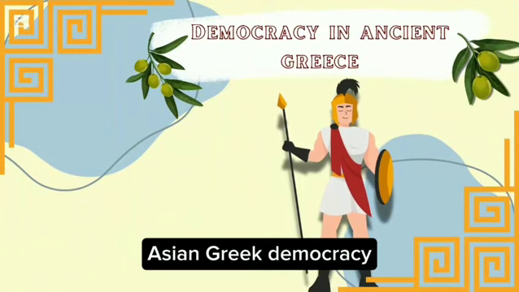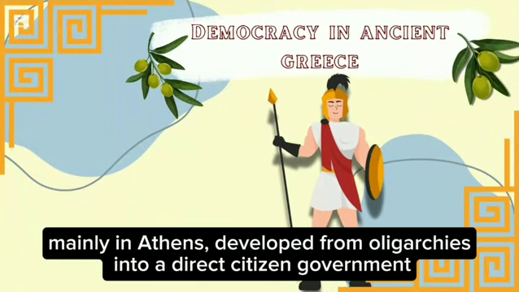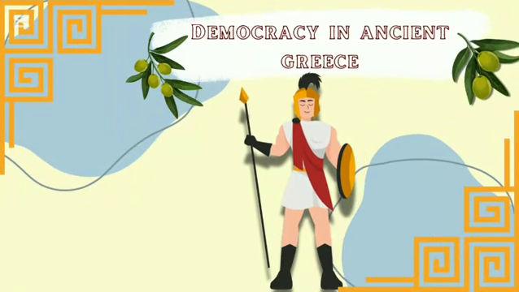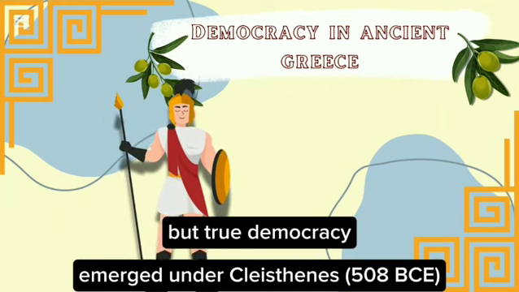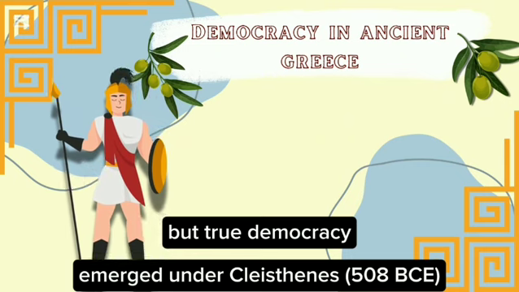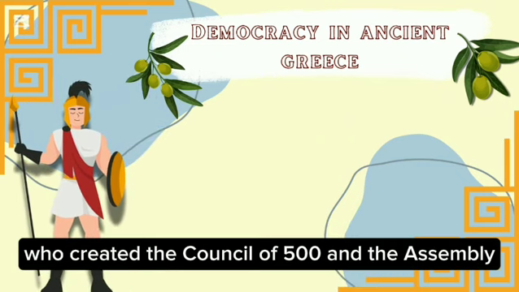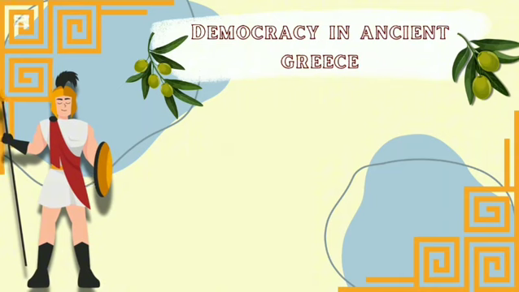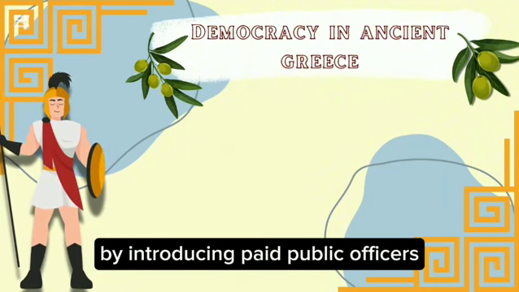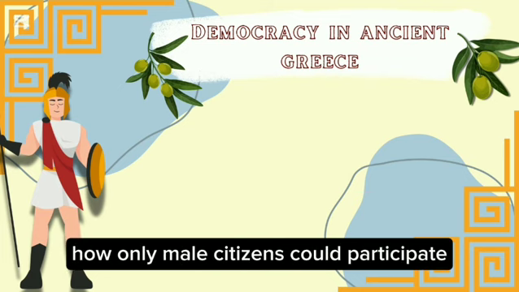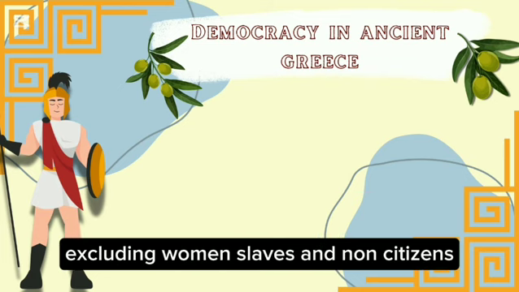Ancient Greek democracy, mainly in Athens, developed from oligarchies into direct citizens' government. Solon's reforms expanded political participation, but true democracy emerged under Cleisthenes, who created the Council of 500 and the Assembly. Pericles further strengthened democracy by introducing paid public officers. Here only male citizens could participate, excluding women, slaves, and non-citizens.